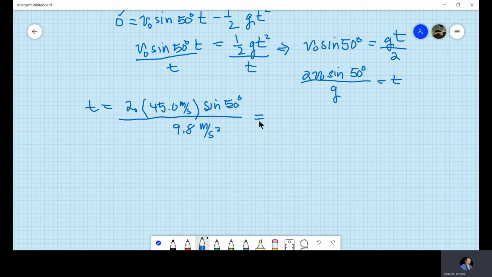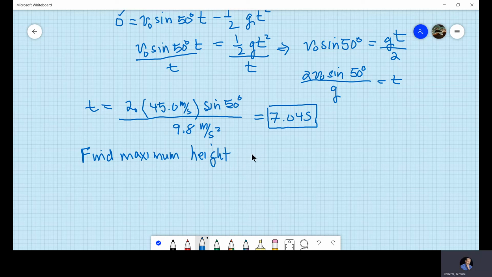Okay. And so this comes out to 7.04 seconds. So that is the maximum time the projectile is in the air, including in both axes. What about maximum height? Or we call this sometimes just Y max.